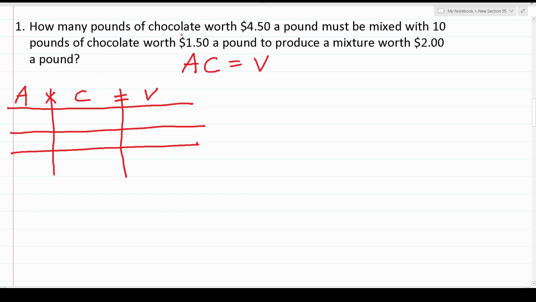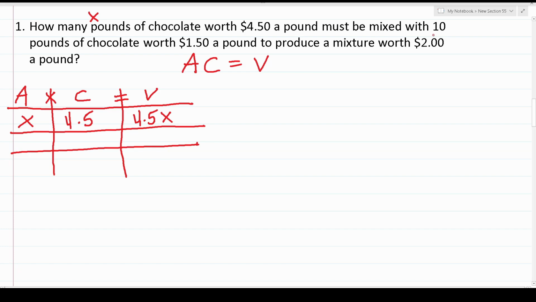How many pounds of chocolate worth $4.50 a pound? All right, so that's one of our types of chocolate. How many pounds? Well, that's an unknown, so I'm going to call that X. So X pounds of chocolate worth $4.50. And we can find V. Again, V is just A times C, so that's going to be 4.5X.